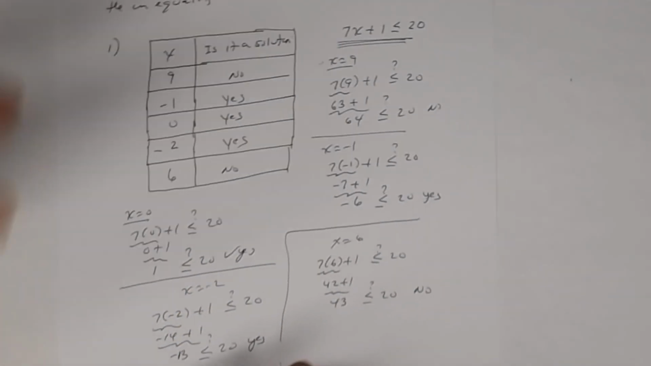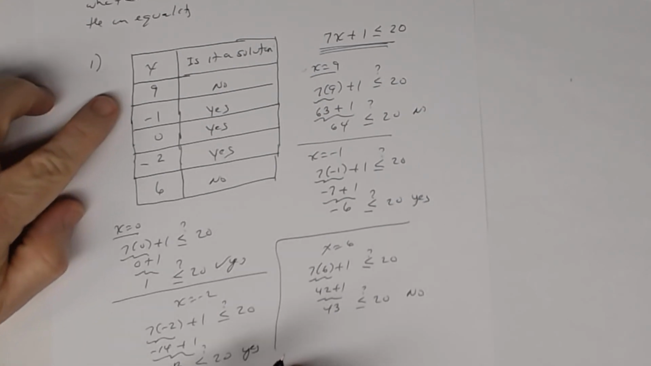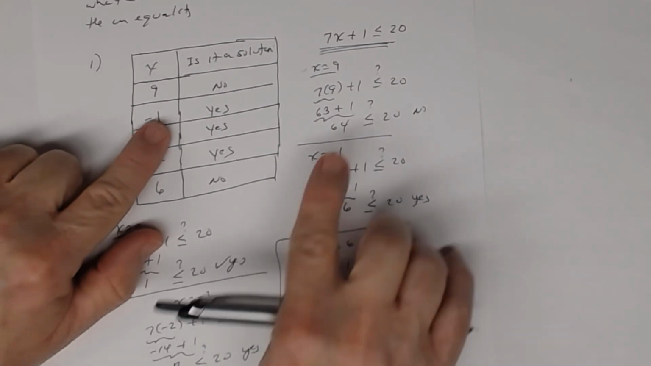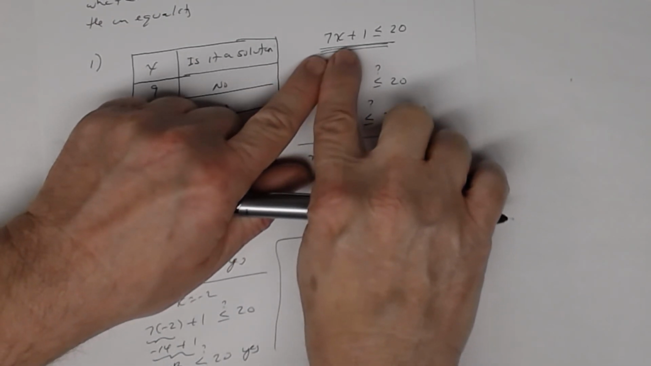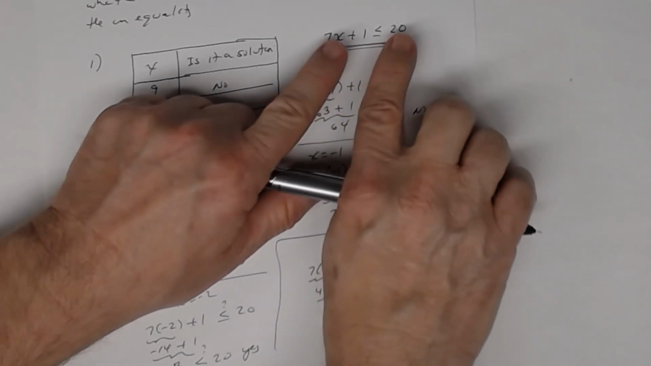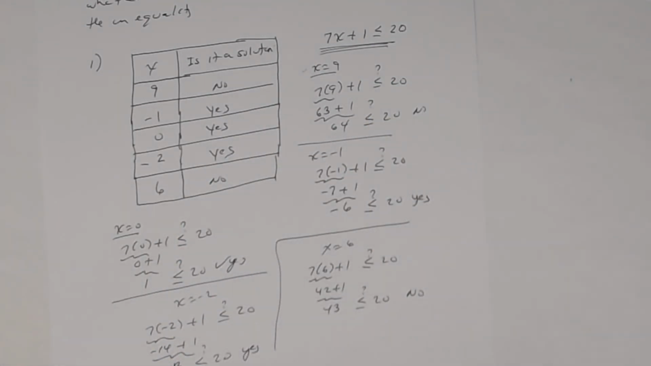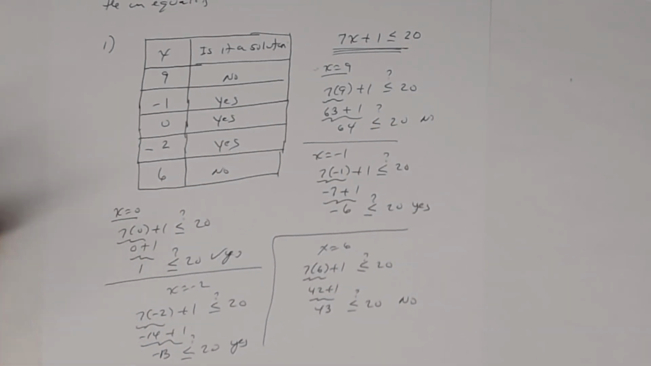So that's all you do. If you're going to determine whether a value of the variable is a solution to the inequality, you're just going to substitute the value of the variable in the inequality and see if you get a true statement. That's all it is. All right, so that's number one. Let's do one more. It's not difficult. It's a fairly simple process. Let's do another one.